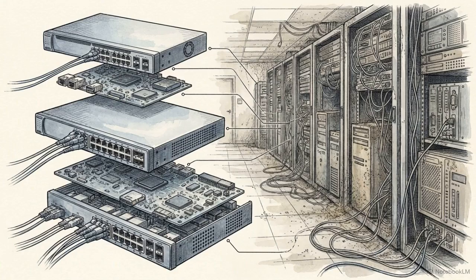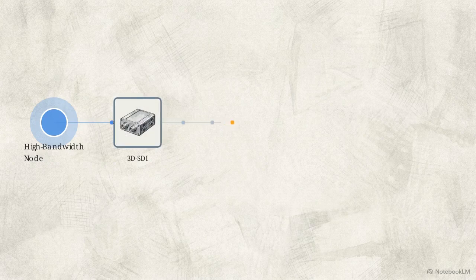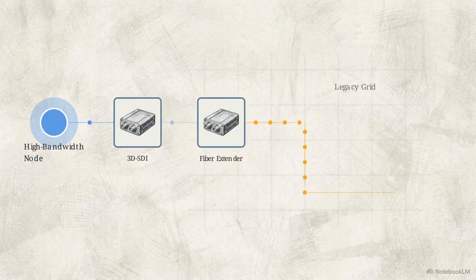But this high-speed, pristine network cannot operate in isolation. It eventually has to connect to the older IT infrastructure of the broader hospital. This schematic maps out how the transition happens. Modern high-bandwidth nodes pass data through rigid translation hardware, like 3D SDI connections and fiber extenders, to step down the signal for the legacy network grid.